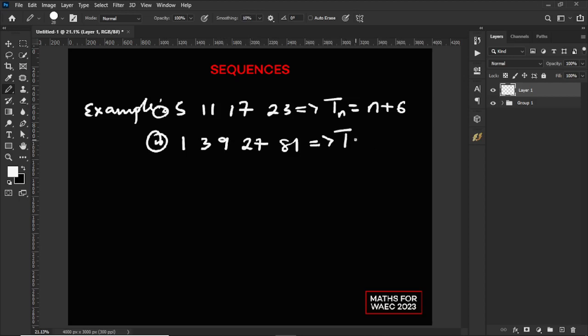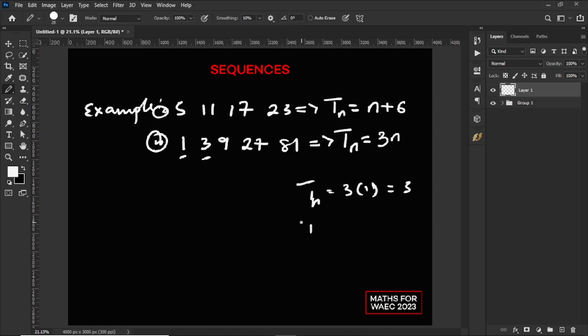Okay, so how can we generate the formula now? T of n equals 3 times n, that is 3n, right? Yes, sir. Okay, if it is 3n, let's see if it is correct. This is the first term, this is the second term. So T of n is equal to 3 times 1, so that's 3. It is true for the first term.